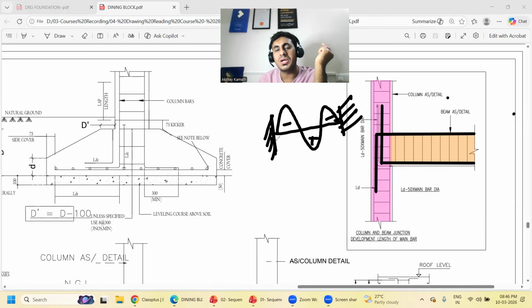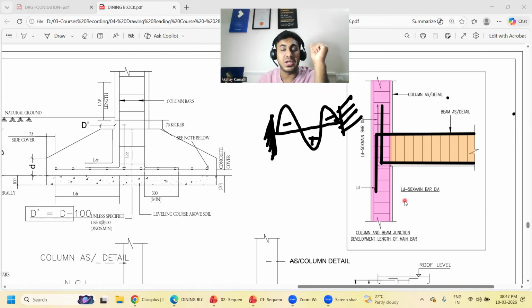But practically on the construction site, how do you make this a fixed support? You make it a fixed support by giving proper development length. This portion, from the face of the column, from here to here, is your development length, denoted as LD. And how much should LD be? Generally it is 50 times the diameter. It depends on the grade of your steel, the grade of your concrete, and the diameter of the bar.